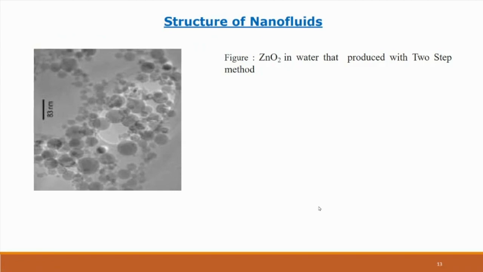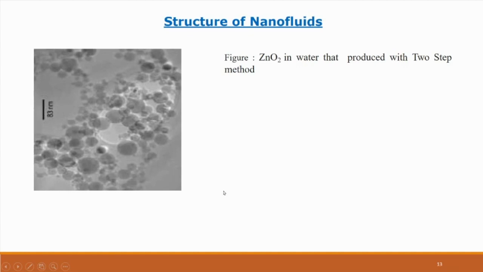Structure of nanofluids. Nanofluids or nanoparticles are so small that they cannot be seen with normal eyes, so special equipment is needed. At the macro level it is seen like this. This is a figure for zinc oxide in water produced with the two step method.